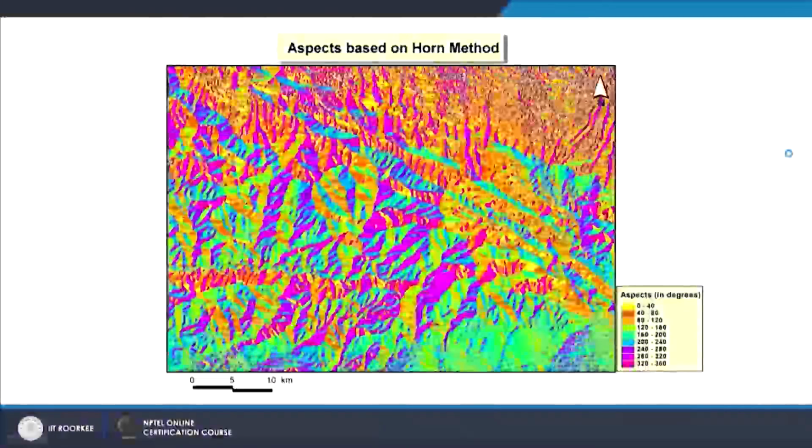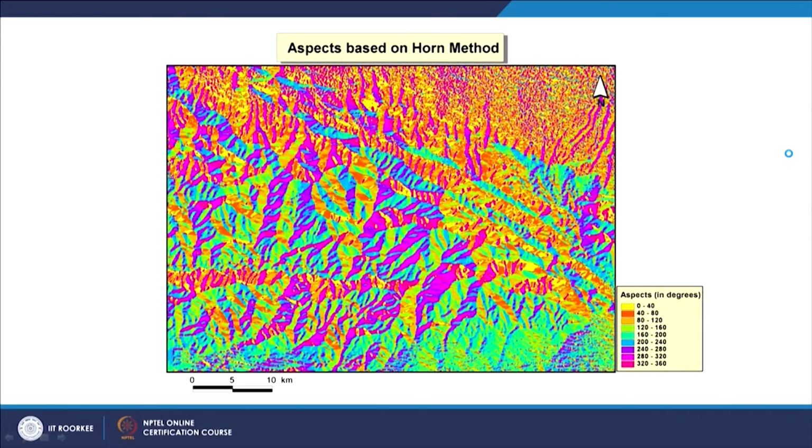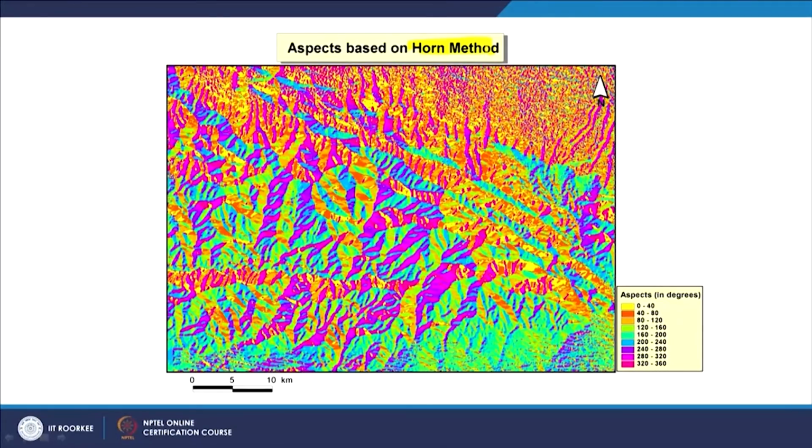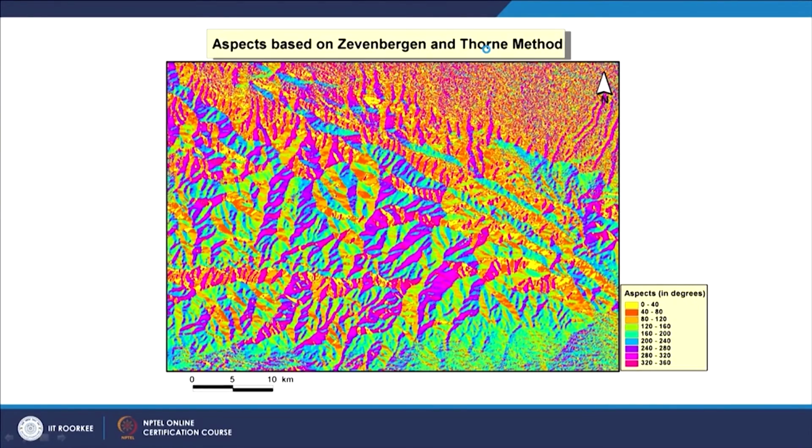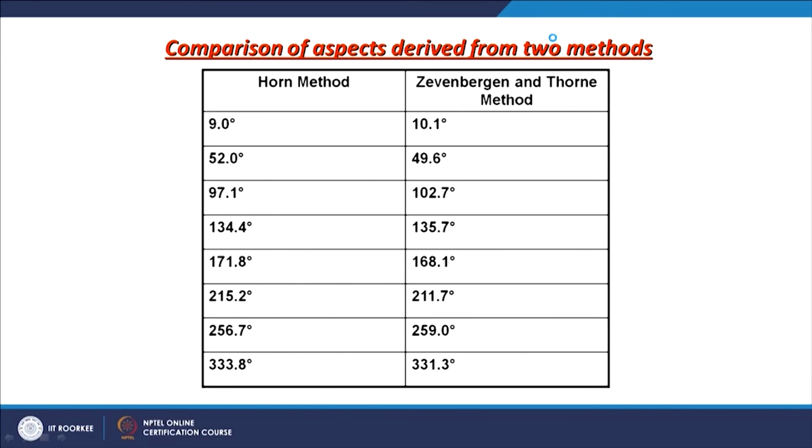Now, like in the case of slope, there are also a few variants available. Either you employ the Horn method, which will bring some changes, or the Zevenbergen and Thorne method, which we also discussed for slope calculations. When we do the comparison, we find that there are variations, so let us see the Horn method and the Zevenbergen and Thorne method for certain identified cells.